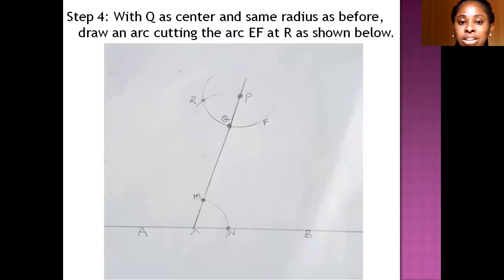Where the arc cuts EF, name it R. With Q as center, place the compass on Q with the same radius as before, the same radius you used in drawing the arc EF and the arc MN. Draw an arc cutting the arc EF. The point of intersection where they meet, name it R.